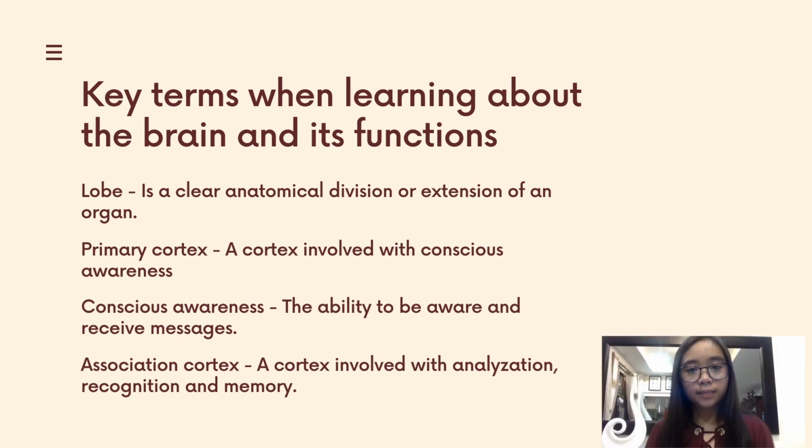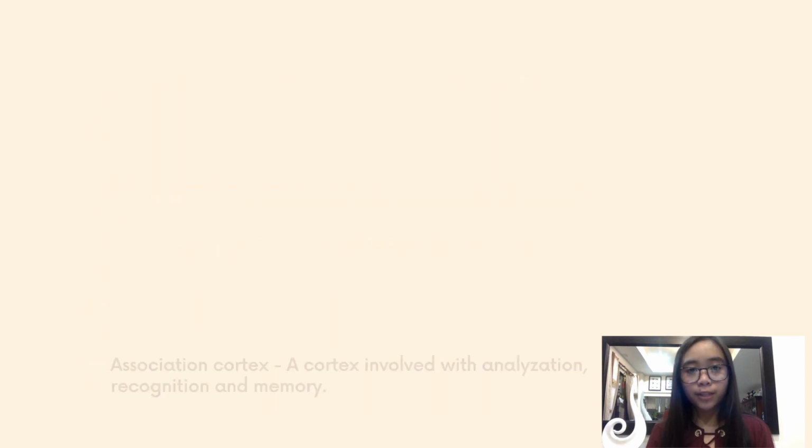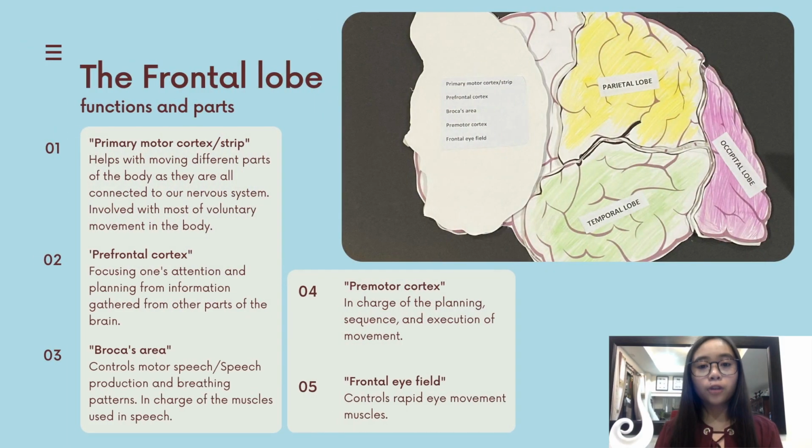Before we get started, a lobe is a clear anatomical division or extension of an organ. A primary cortex is a cortex involved with conscious awareness. Conscious awareness is the ability to be aware and receive messages, while the association cortex is the cortex involved with analyzation, recognition, and memory. The frontal lobe is important for cognitive functions and control of voluntary movement and activity.